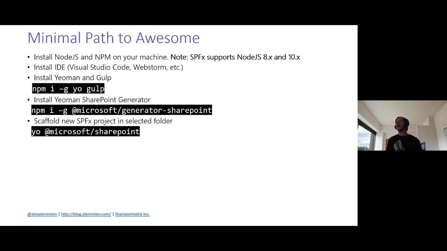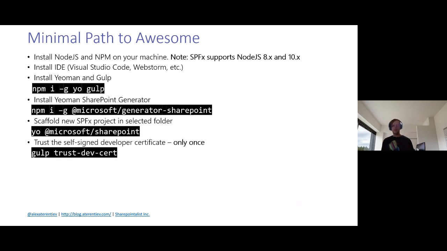So for example, what is the name of your solution? Do you want to create a web part, extension, or library component? Do you want to use the React framework, Knockout, or plain TypeScript, and so on and so forth? And when you answer all the questions, the Yeoman generator will create a project for you.